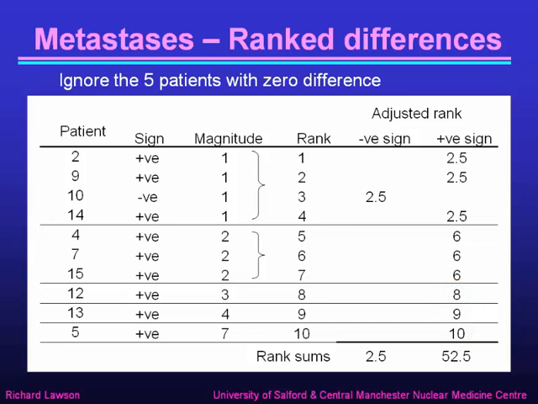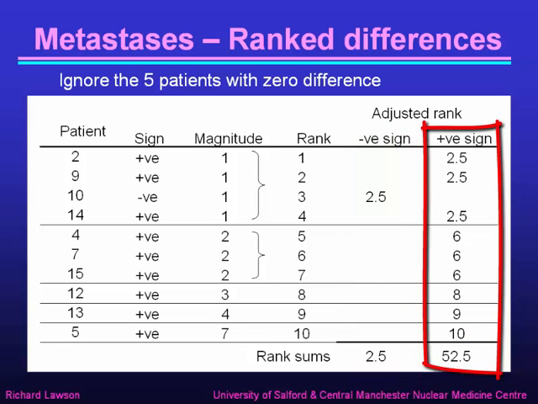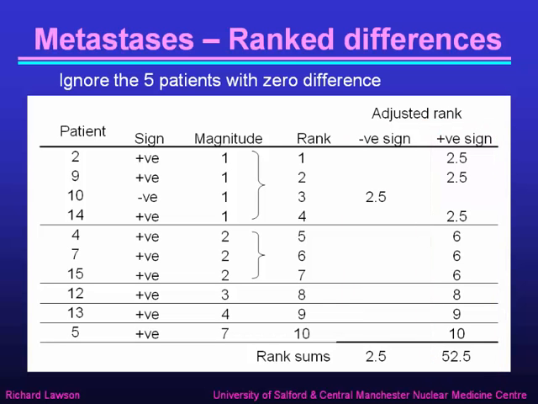So the next step is to add up all the negative ranks. There's just one, it's 2.5. All the positive ranks, if you add those up, they come to 52.5. Clearly those look quite different, but we now need to just test, is that significant?